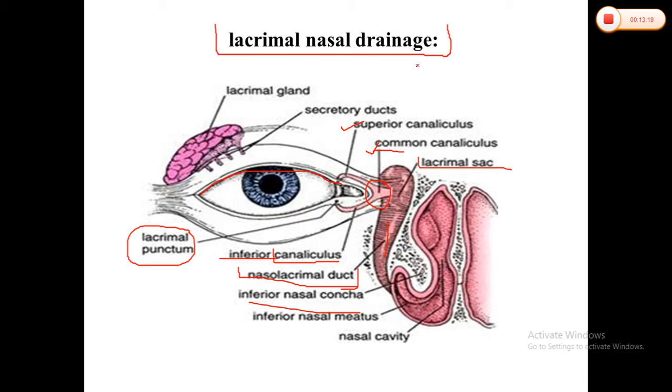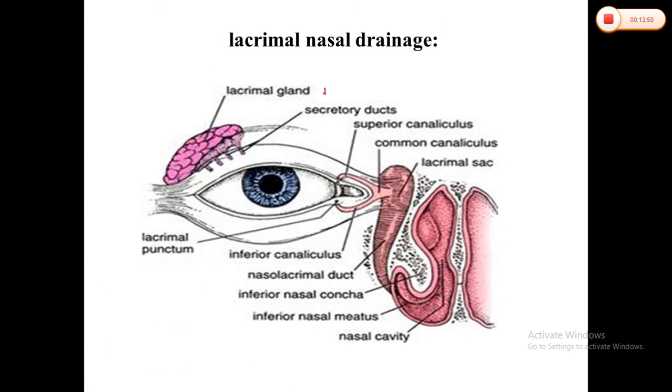So why is it important? Because once we administer any drug in our eyes, this system will affect its bioavailability. We are going to discuss that later in another topic, the ocular bioavailability topic. That's why you have to understand the different parts involved in the lacrimal nasal drainage system, the nasolacrimal drainage system. So simple thing, first, lacrimal glands.